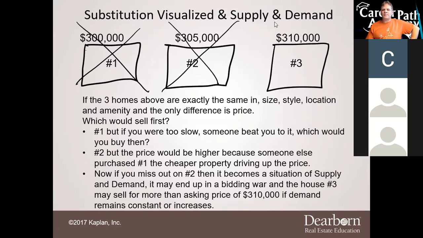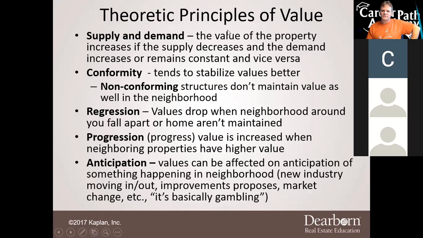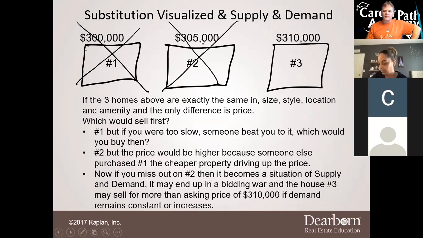And here's an example. If you have three properties, they're exactly the same in size, shape, form, amenity, location, etc. But one is going for 300,000, one for 305, and one for 310. Which one would you buy? The cheaper one, right? 300,000. Well, you're not the only one that thought that. Somebody got to it before you.